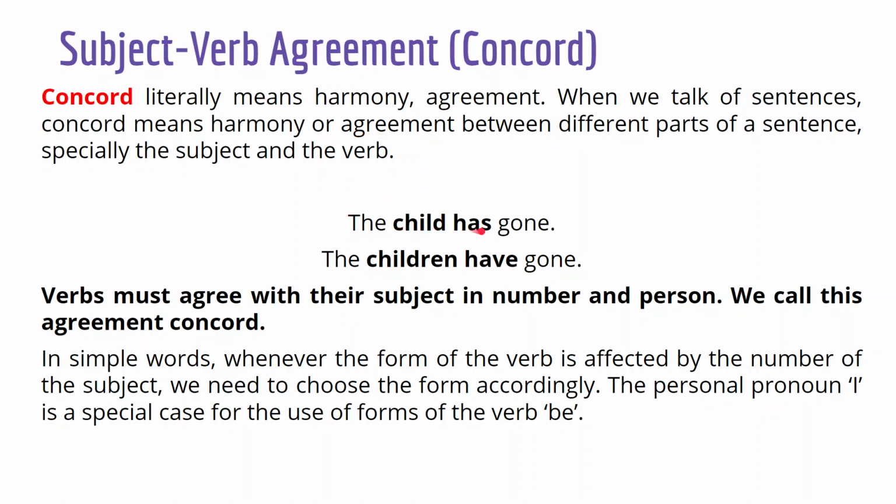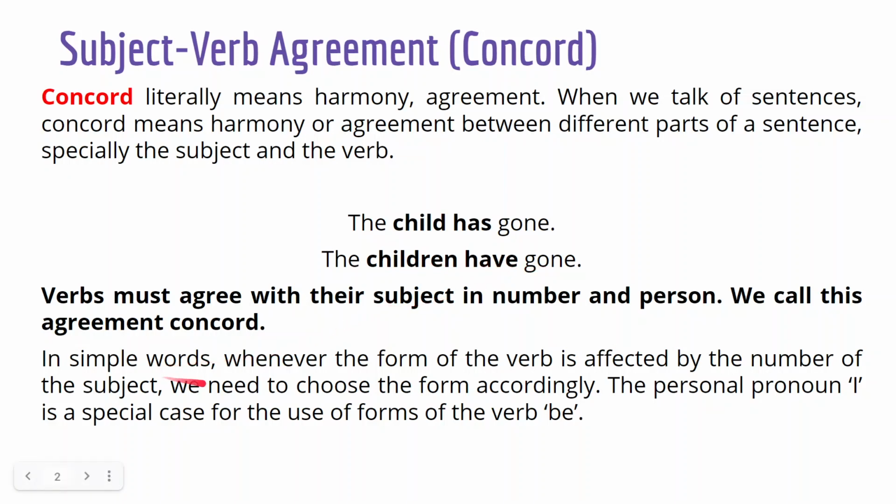The child has gone. In the next example, the children have gone. Verbs must agree with their subject in number and person. We call this agreement concord. In these two examples, you can see if the subject is singular, it takes a singular verb. If the subject is plural, it takes a plural verb.